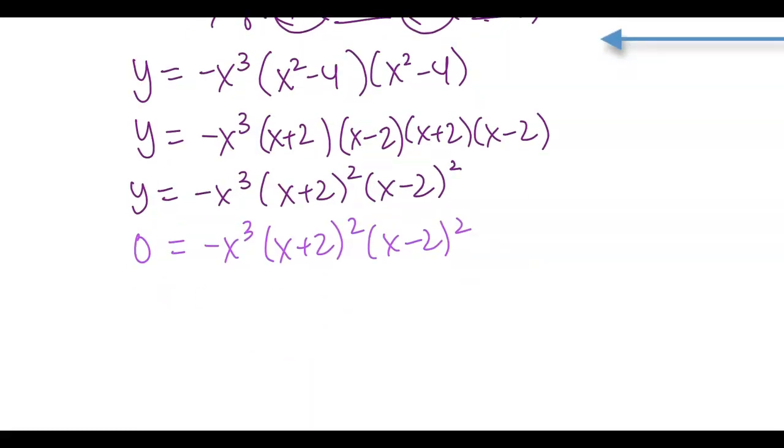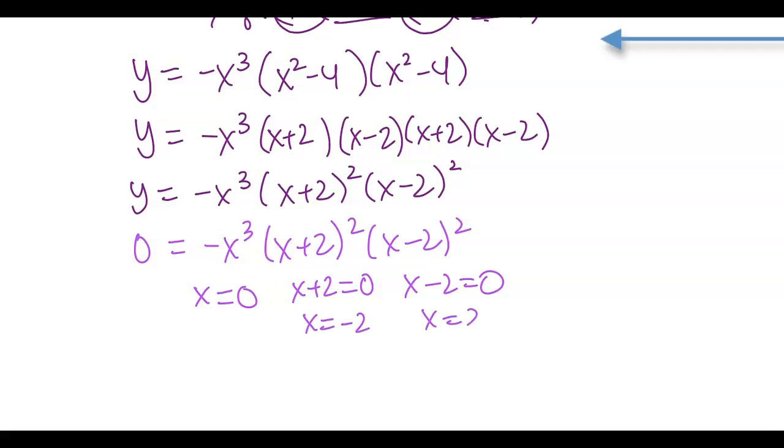I'm going to set x equal to 0 because that's for this first one. I could set the negative x cubed equal to 0, but it's not going to change anything. So just take the x, set it equal to 0. We're going to set x plus 2 equal to 0. And we're going to set x minus 2 equal to 0. All right, I'm going to solve. X equals 0 is just x equals 0. This is x equals negative 2. This is x equals positive 2.